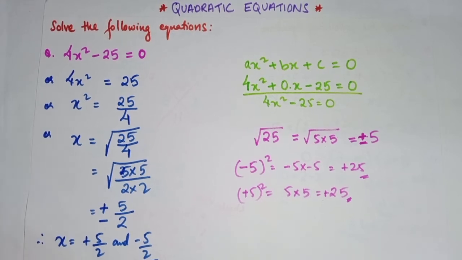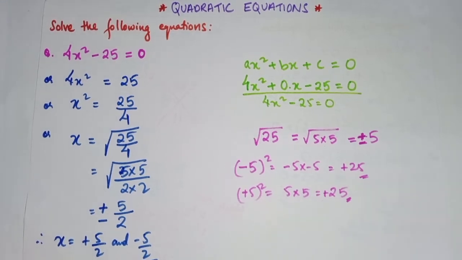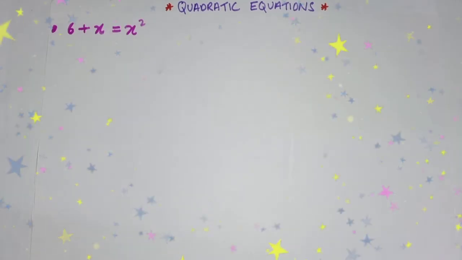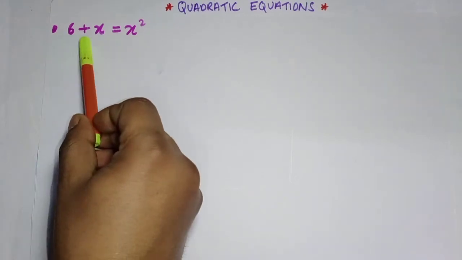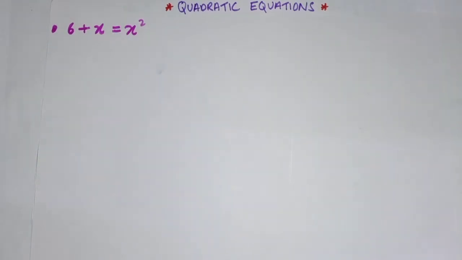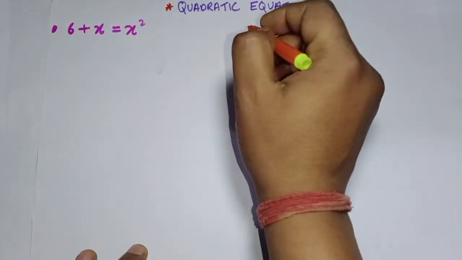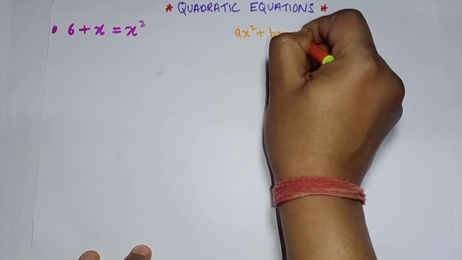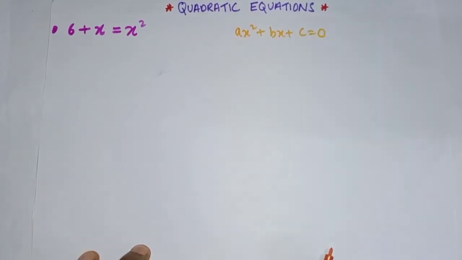Okay, now let's solve another question. Now as you can see in this question, what they have given is that 6 plus x equals to x square. Is it in quadratic form? Yes, it's in quadratic form, but quadratic ax square plus bx plus c has to be in the left hand side. So it's not in that form. So what is the form? Form is ax square plus bx plus c is equal to 0. So let's try to make it in this form.